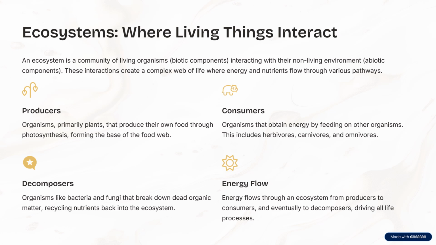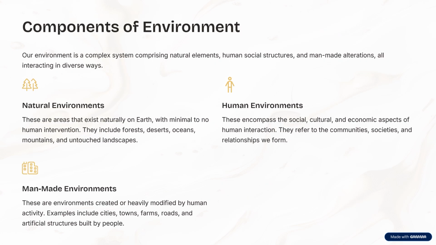Third, decomposers. Organisms like bacteria and fungi that break down dead organisms, recycling nutrients back into the ecosystem. Then it again turns into the producers, then again into consumers, then again decomposers. So this is the basic food web or food chain or ecosystem. So let's move on to the next point.